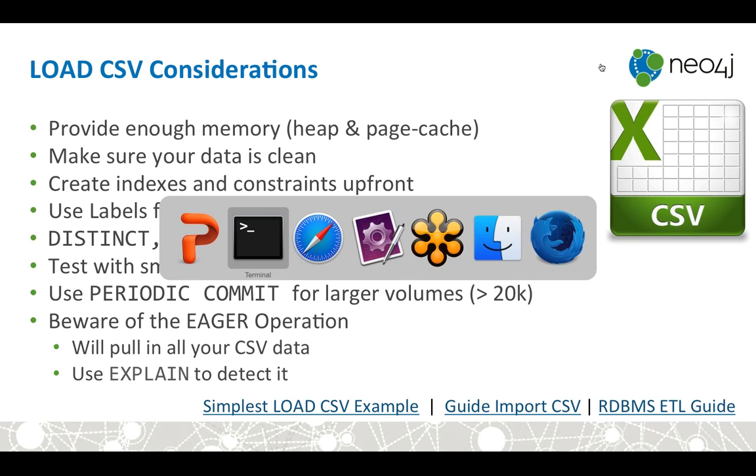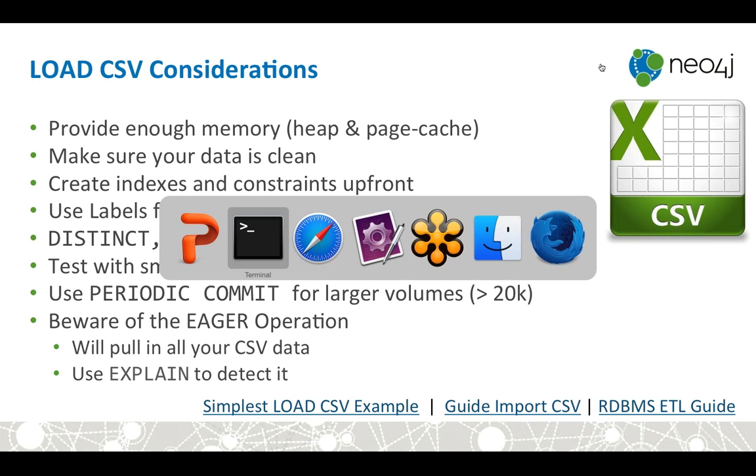connects to this label. You can use distinct, as I showed you, skip and limit to control the data volume. For instance, if you just want to import a subset of data, but you don't want to split the CSV file, then you can just say with row limit 10,000, and it then just takes the first 10,000 rows. You should test with a small batch and use periodic commit when you have more than, let's say, 20,000 rows, depending on how much data you create.